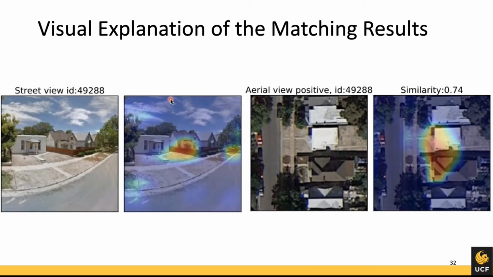And we show a couple of examples here. So this is the query street view, and this is the retrieved aerial view image. And this is how Grad-CAM is able to highlight some of the regions that contribute most to the similarity measure.